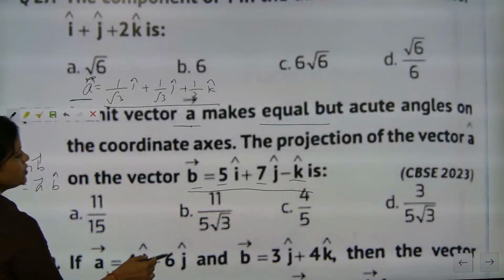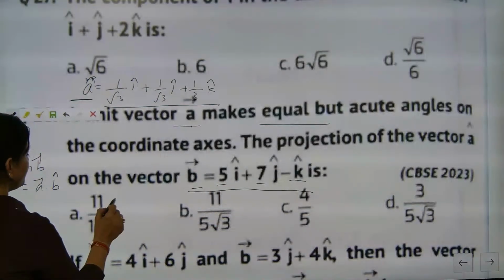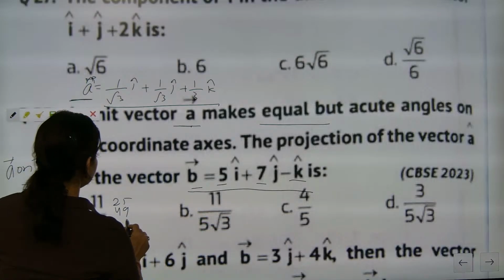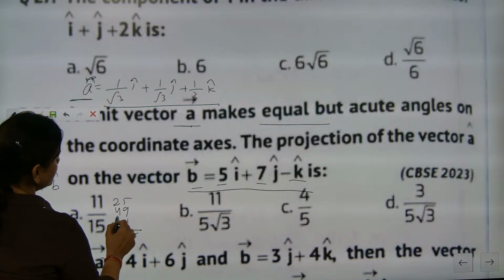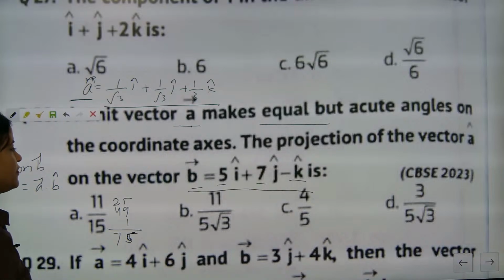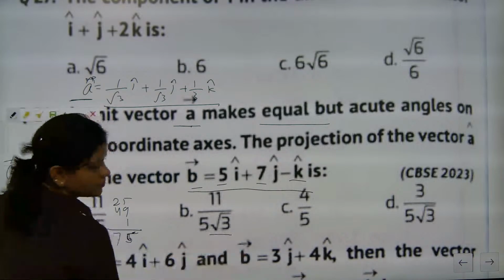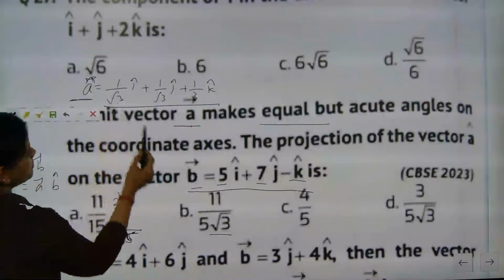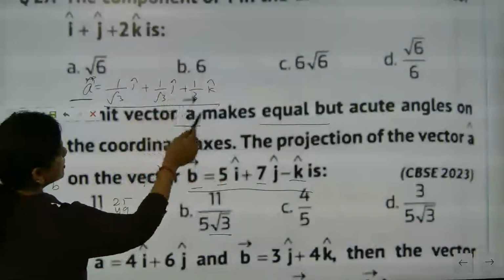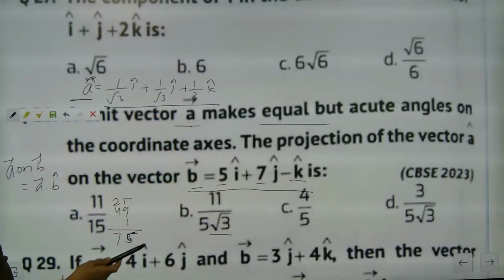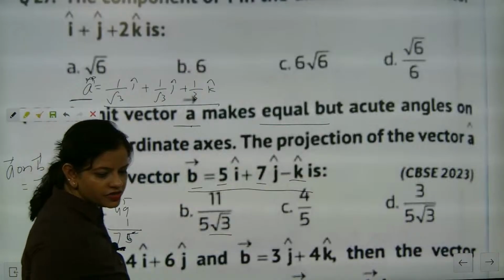This will come as 25 plus 49 plus 1, which is 75. Root under 75 will come, and root under 3 will come. We are going to apply the direct projection formula. So this will multiply with this, this with this, and this with this. After that, we have to find the magnitude. So what will the final overall answer be? Jashri has given option B.